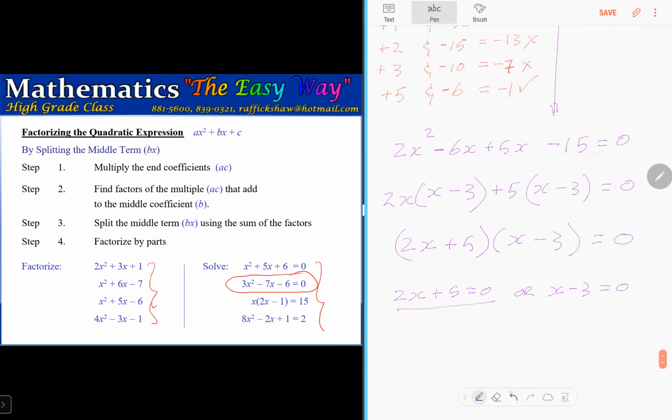So 2x plus 5 equals 0. Carry over the 5, it becomes negative 5, and divide by the 2. The x is going to be: carry over the 5 first, become negative 5, and divide by the 2. So x equals minus 5 over 2. Or this one, just carry over the negative 3 alone, and so x equals positive 3. So those are the two roots from that equation there.